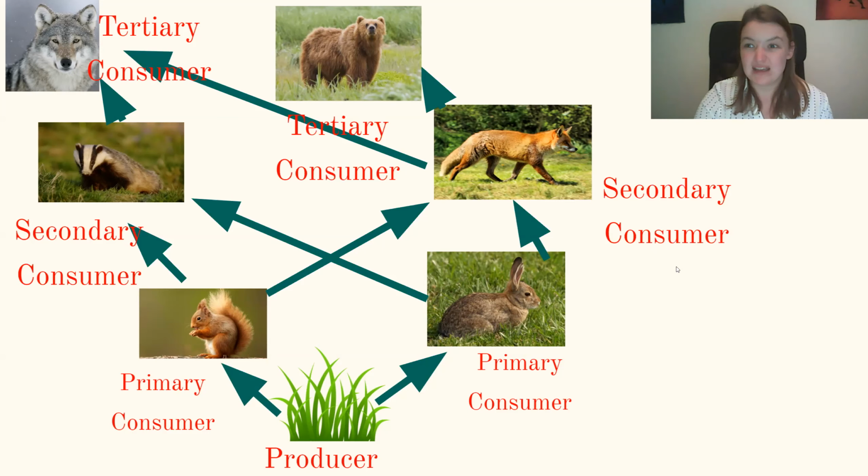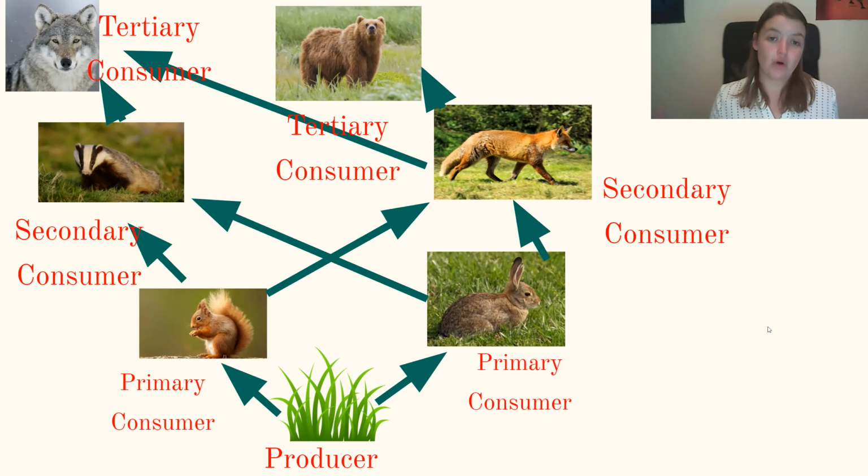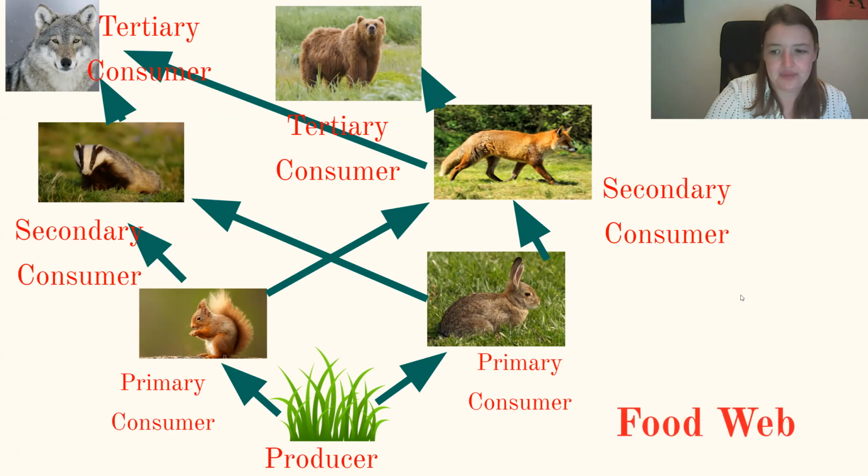Our web is definitely looking more complicated. It's not a straight line, and I'm sure you could think of other animals that would eat the grass, perhaps bugs that might be eaten by other animals, to make it even more complicated. It's much closer to what an ecosystem would actually look like. We call this a food web because our arrows and our energy transfer kind of cross in different places.